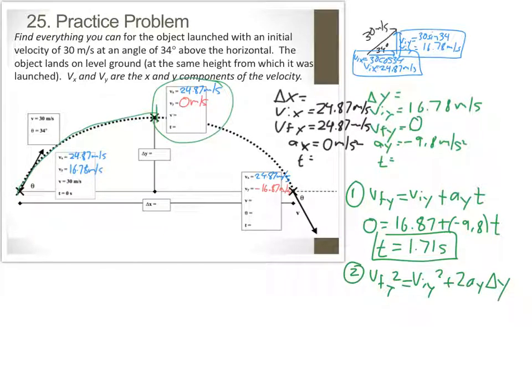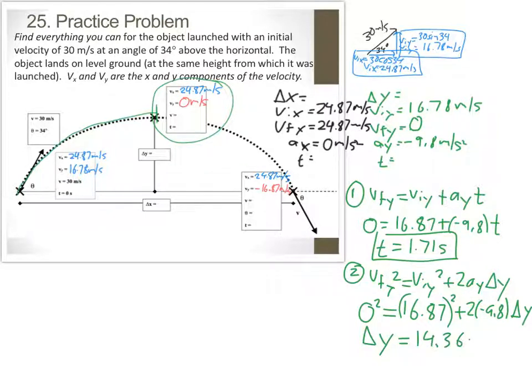I also can use the vfy squared equation to solve for my displacement at the peak. So 0 squared equals 16.87 squared plus 2 times negative 9.8 times delta y. And I solve for my delta y and get that delta y at the peak is going to be 14.36 meters.